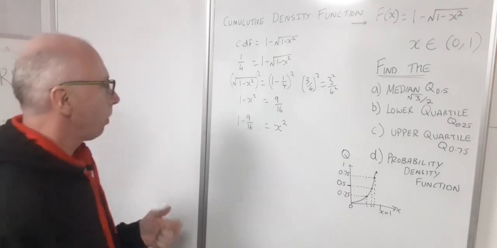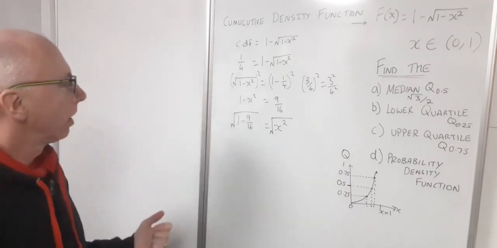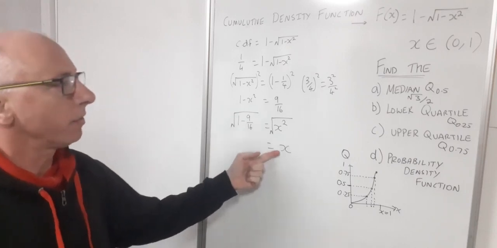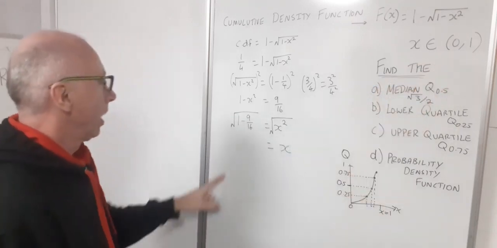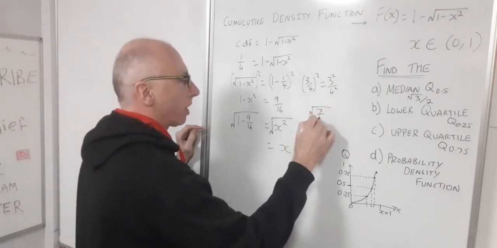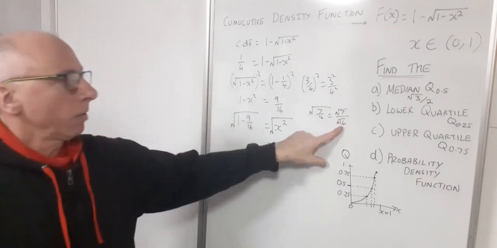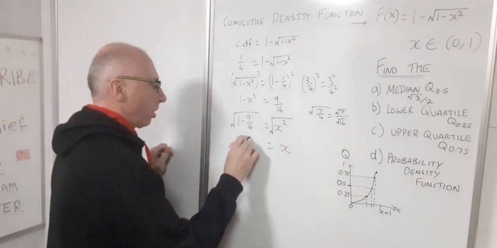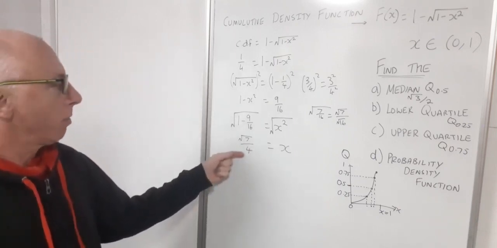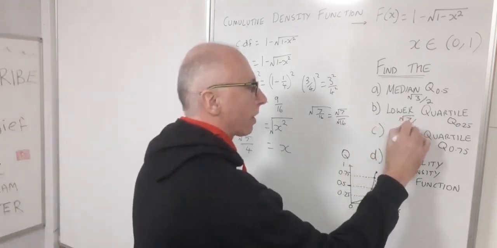Okay, so now square root both sides. So square root of that and square root of that. This time again I've got my x, so I'm avoiding my negative values because it's not required in here. And 1 minus 9/16, that's basically the square root of 7/16, which is square root of 7 over square root of 16. Square root of 16 is 4, so this is just square root of 7 over 4. So that's my lower quartile: square root of 7 over 4. So that takes care of that.